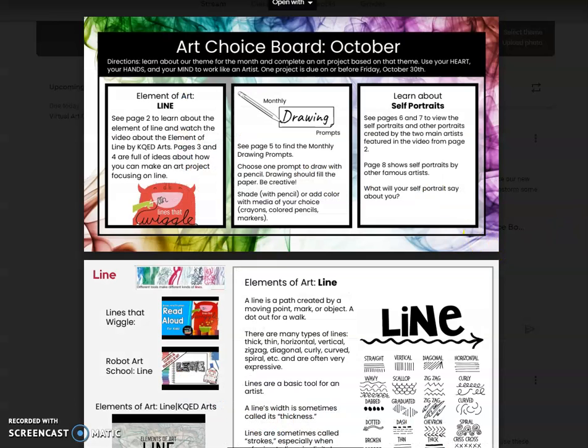Looking at our October choice board, you have many different options for how you can make art this month. This month we will be looking at how the element of line is used in art. You will have monthly drawing prompts to choose from, or you can make a self-portrait.